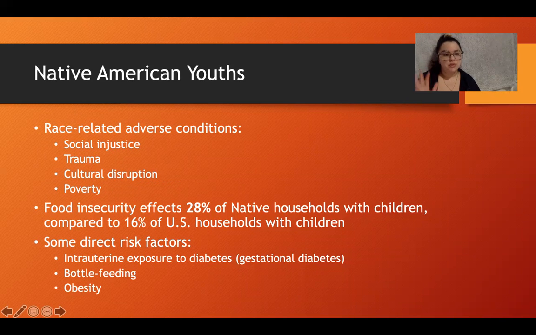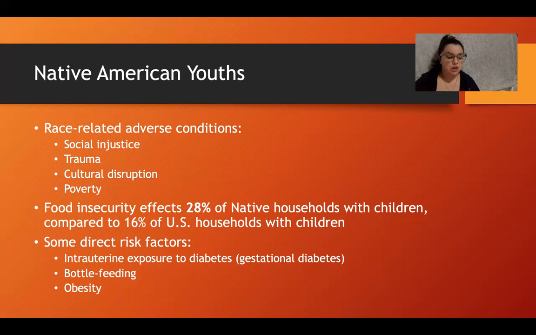Okay, so let's look at Native American youth specifically. While national trends related to unhealthy nutrition behaviors and lack of physical exercise have contributed to the epidemic among all adolescents, Native American adolescents specifically are vulnerable to adverse conditions such as social injustice, trauma, cultural disruption, as well as poverty.